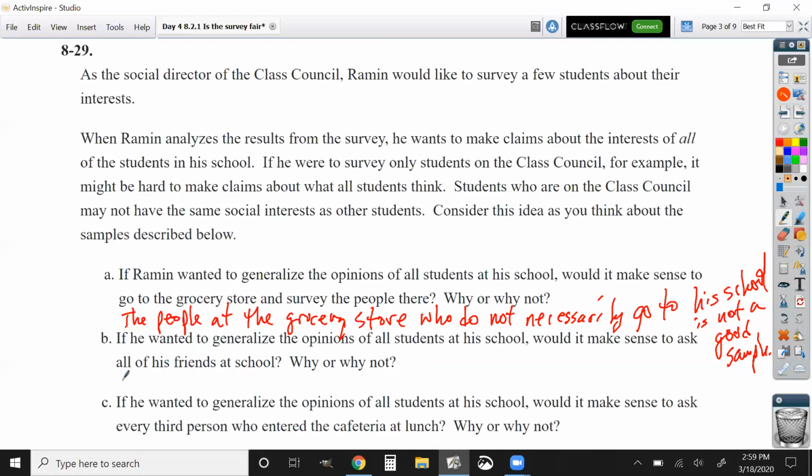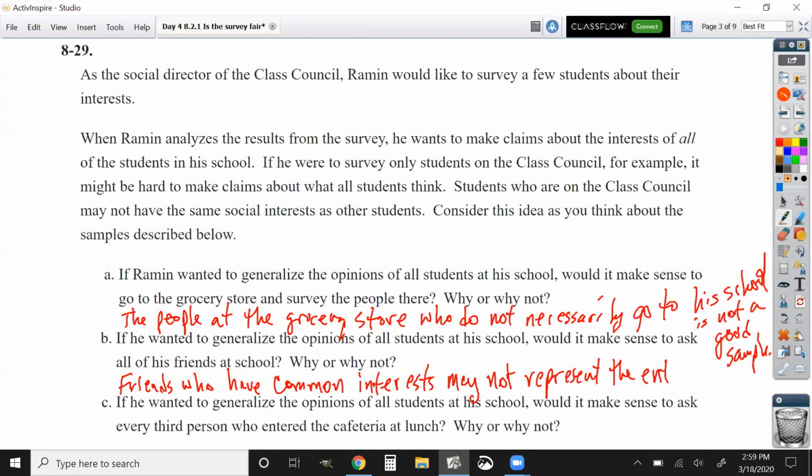So friends who have common interests, you know, the things that make us friends, who have common interests, may not represent the whole school, the entire school.